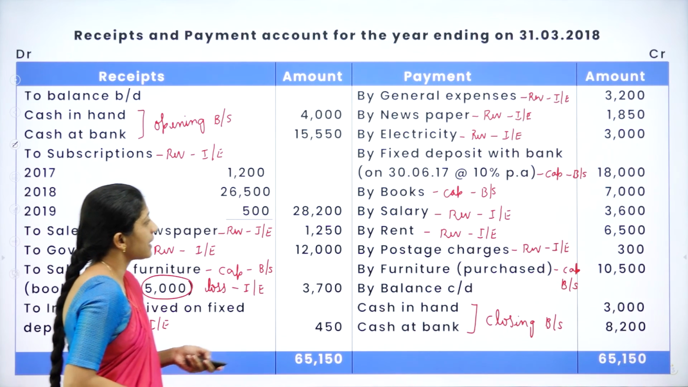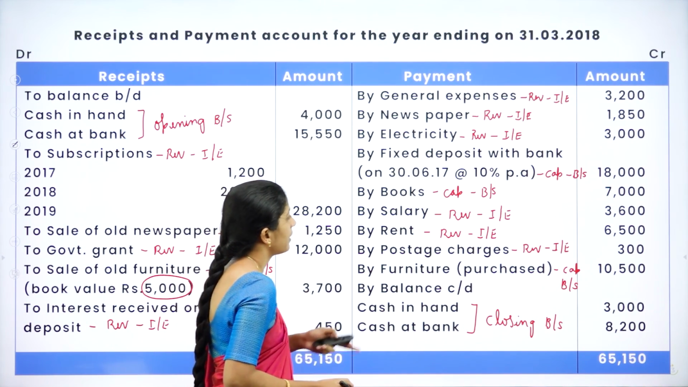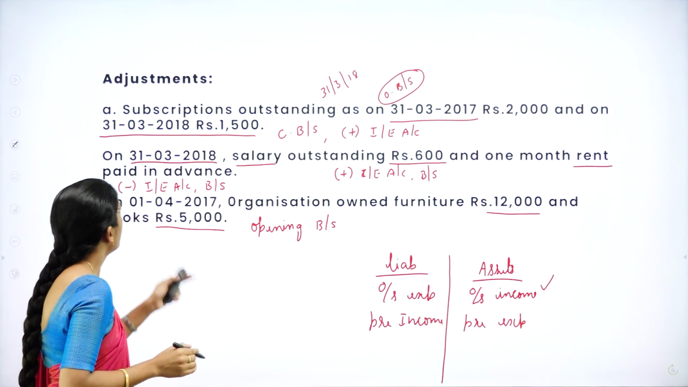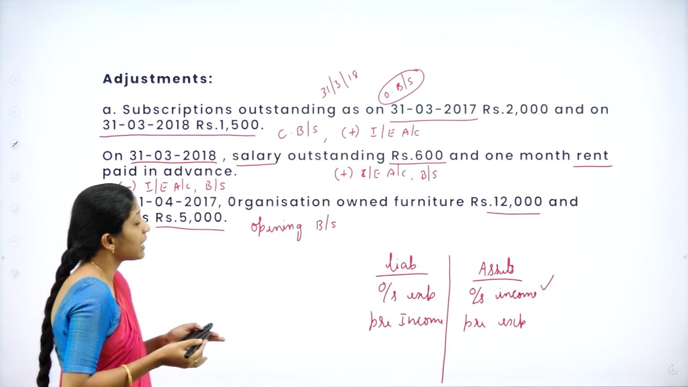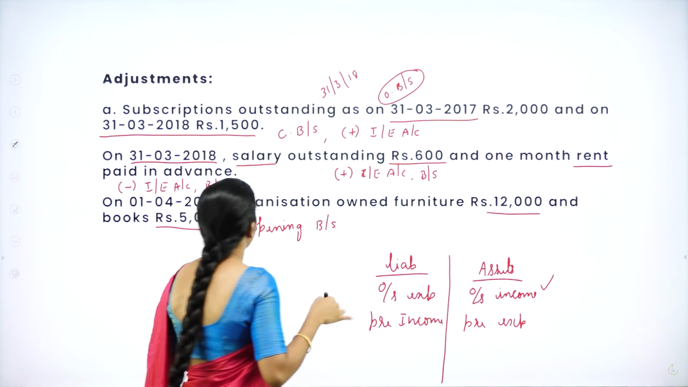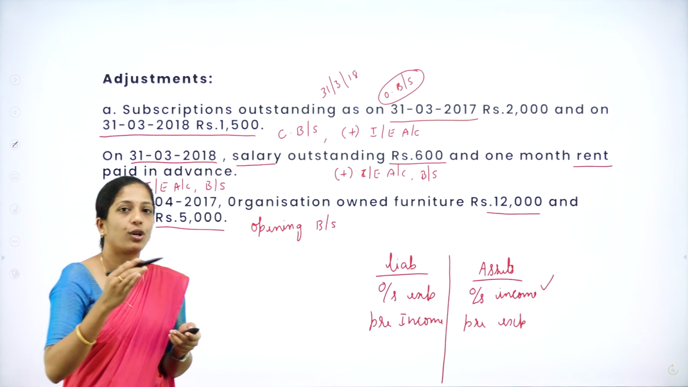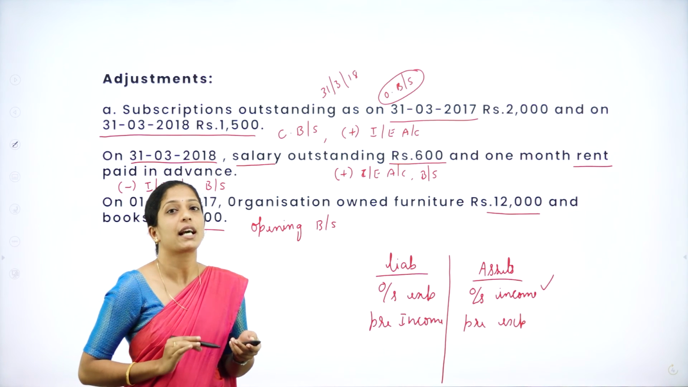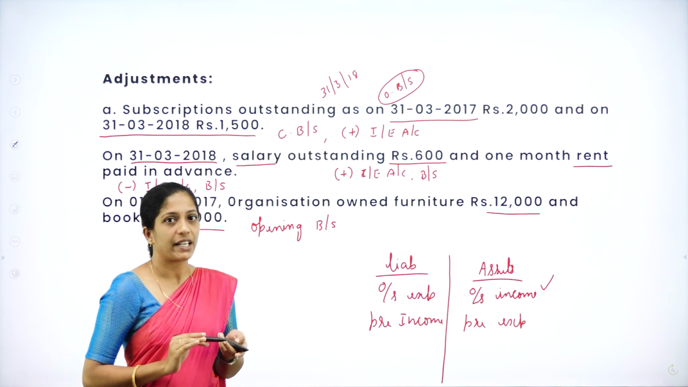Next item in the receipts and payment account is rent. So rent 6,500. So it is a revenue item. Next we shall see whether there is any adjustment relating to rent. So they have told 1 month rent paid in advance. So as I told, if there is any paid in advance, in the sense prepaid, it has to be deducted in income and expenditure account.